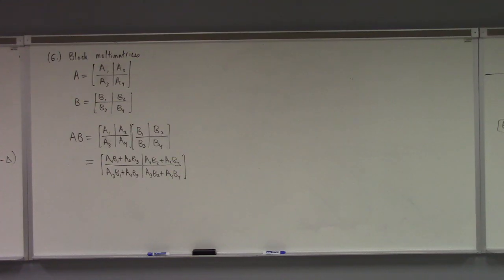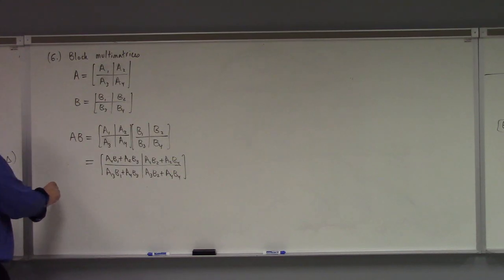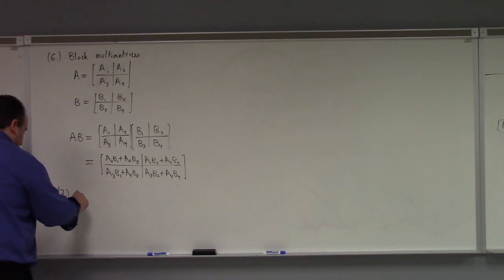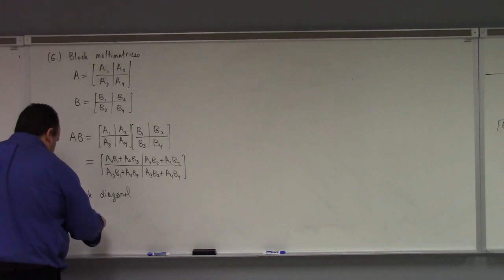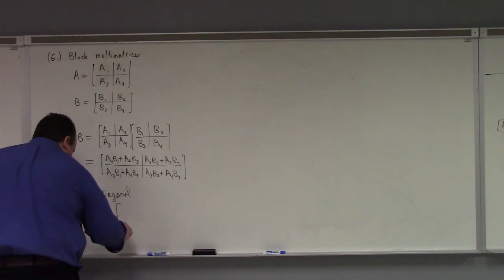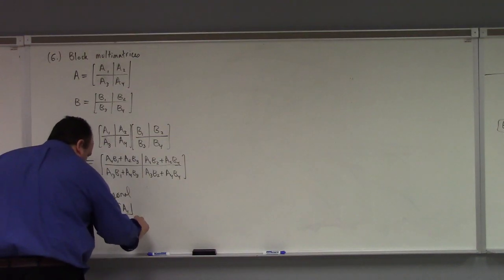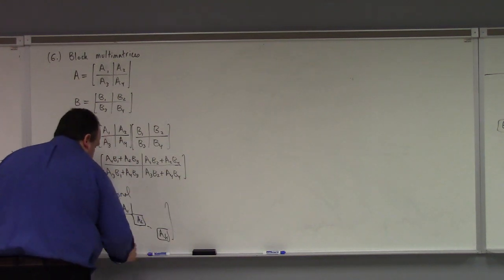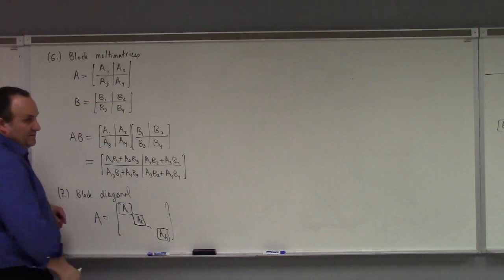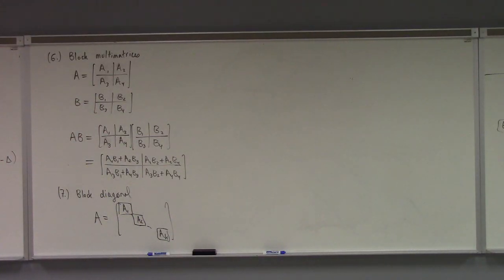This is block multiplication. Perhaps the most interesting possible case in this whole story is when we have block diagonal matrices, right? And those look like what? That means that A looks like A1, A2, A sub k, let's say, and it's 0 elsewhere. So there's matrices on the diagonal blocks of them, but otherwise it's 0. So these are all important ideas.